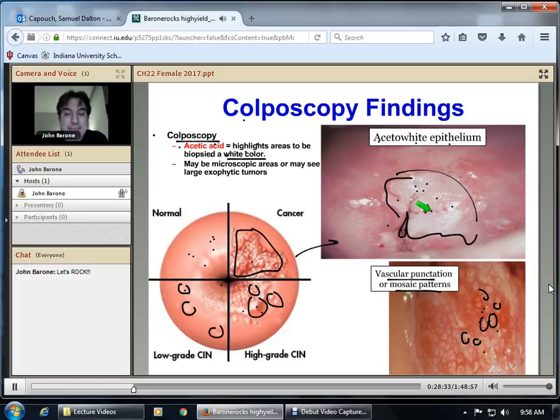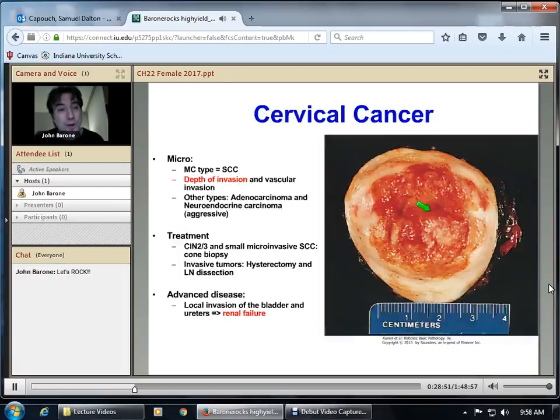So I don't like seeing this. I want to see a uniform mucosa. If I see vascular patterns, mosaic patterns, or aceto-white areas with acetic acid, this is abnormal, and we've got to biopsy these areas. Make sense? So that's what it looks like on a colposcope. We'll do a biopsy and we'll see if it is CIN1, CIN2, CIN3, or carcinoma in situ, and then we'll make our decision as to what to do next.